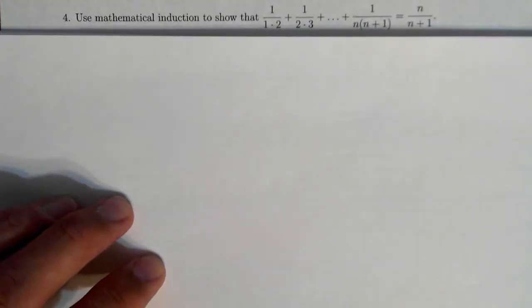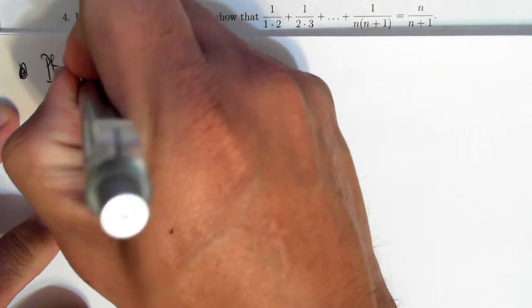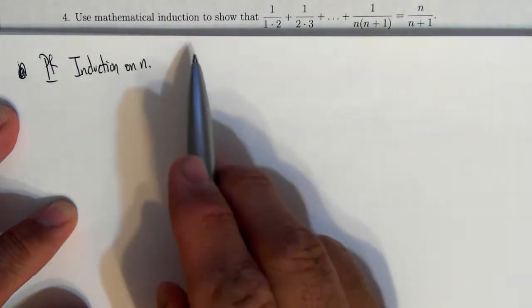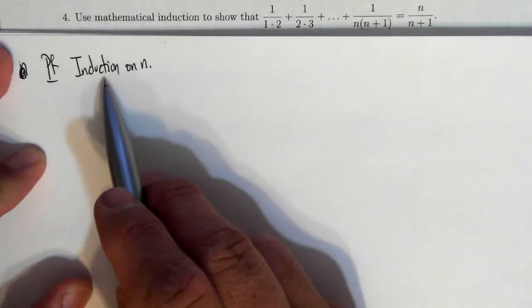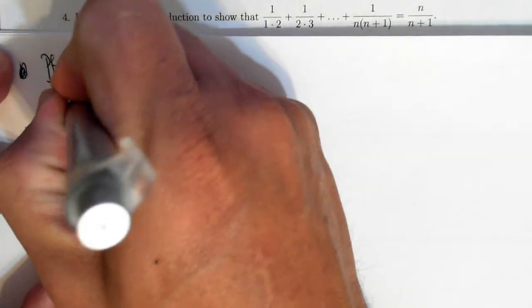Okay, for this problem we're going to use mathematical induction to show that this sum for these n terms is equal to n over n plus 1. The way we're going to do that, we start with the n equals 1 term. So the proof is going to be induction on n. That's obvious because the problem tells us to use mathematical induction, but it's a good technique to put down at the start of the proof the technique that's going to be used.